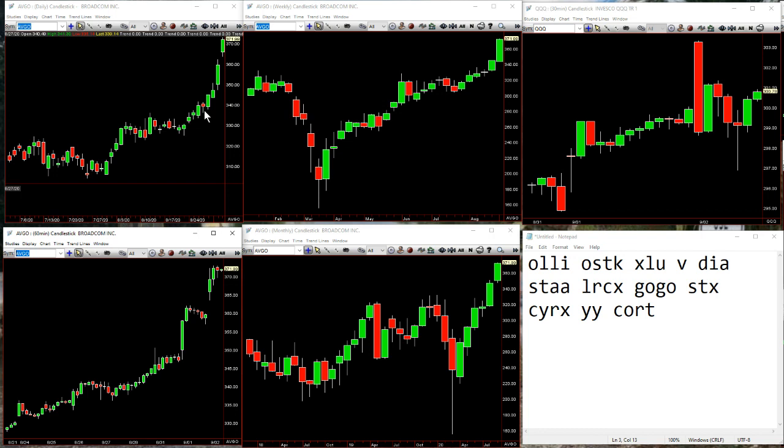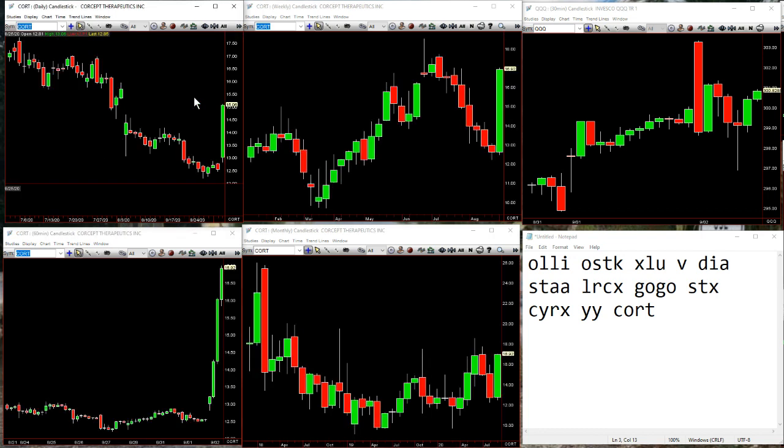How about, little guy, Court. And Court, boom. Yeah, what's this on the weekly? Is that a 2-2 reversal? It is. Is it coming back to a previous range? It is. Where are the stops? Here, here, here, here, and here.